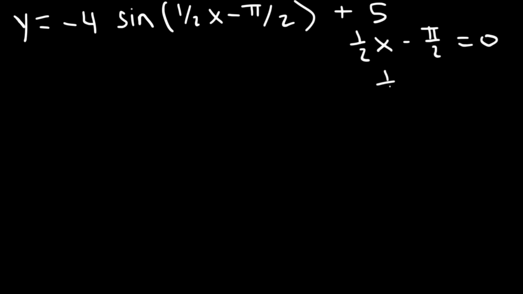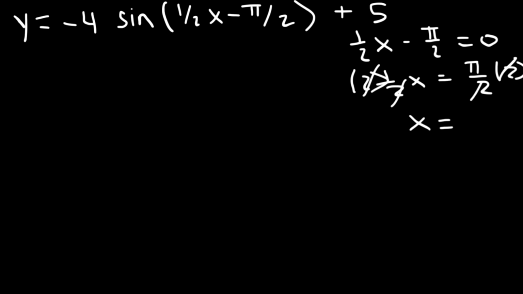So first we need to add pi over 2 to both sides. And to solve for x, simply multiply both sides by 2. 2 times 1/2 is 1, so you can cross out the 2's. So therefore x is equal to pi. Therefore the graph has been shifted pi units to the right.